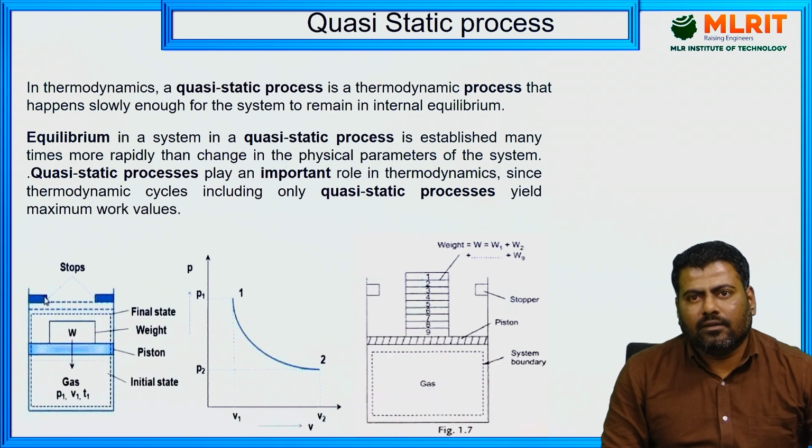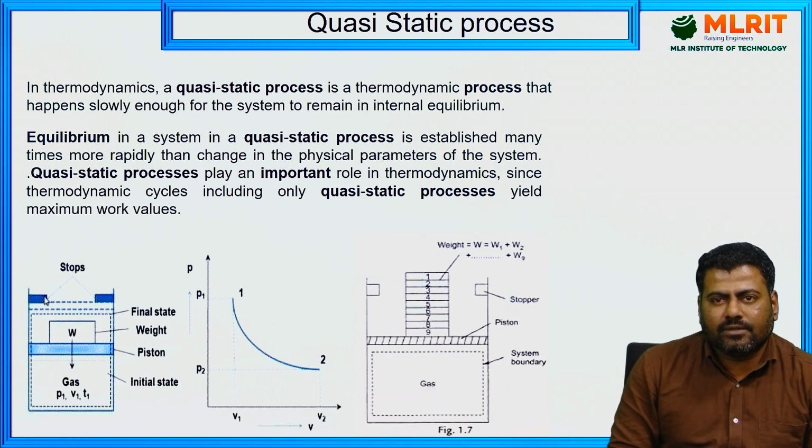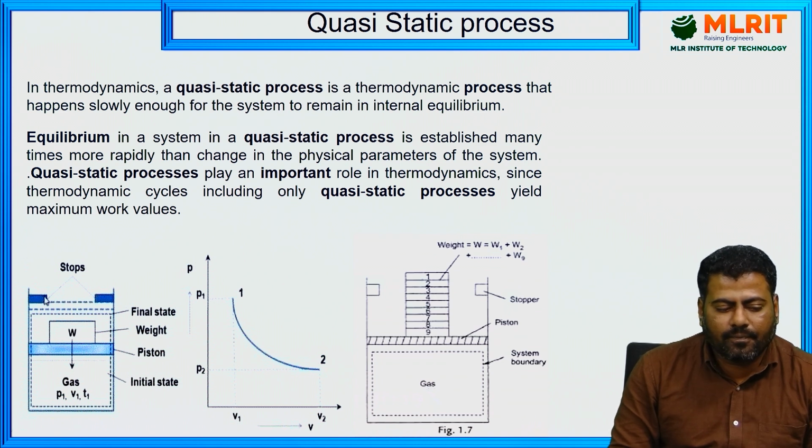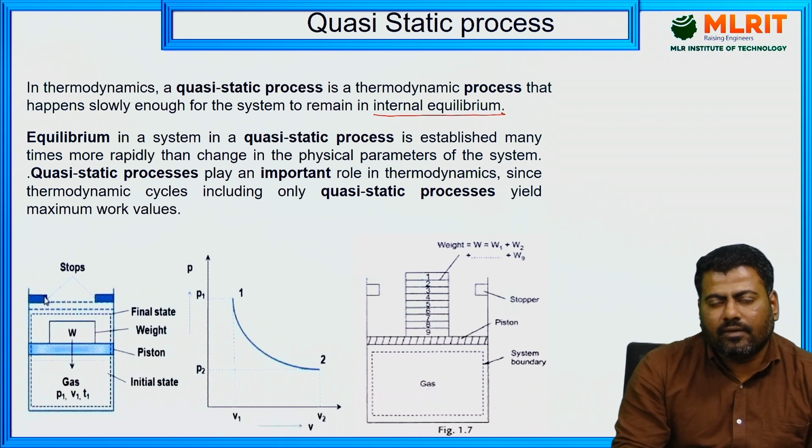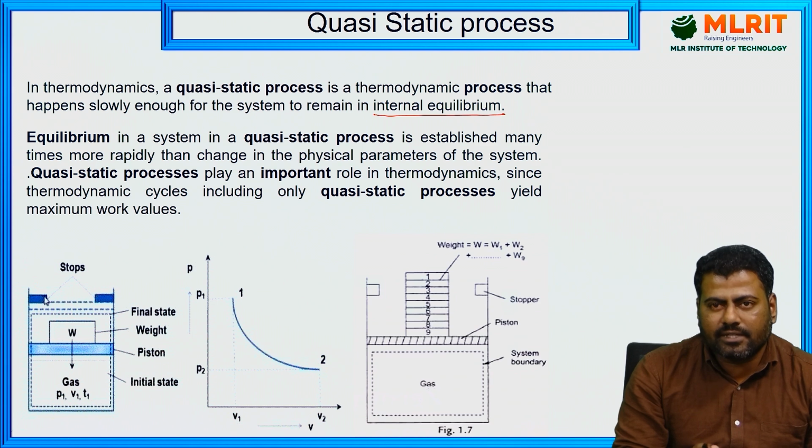The quasi-static process. From the definition itself, we come to know that a quasi-static process is a thermodynamic process that happens in an infinitely slow manner, so that the system remains in internal equilibrium. Here we can have two categories: non-equilibrium states and equilibrium states. In the zeroth law of thermodynamics, we discussed equilibrium conditions.